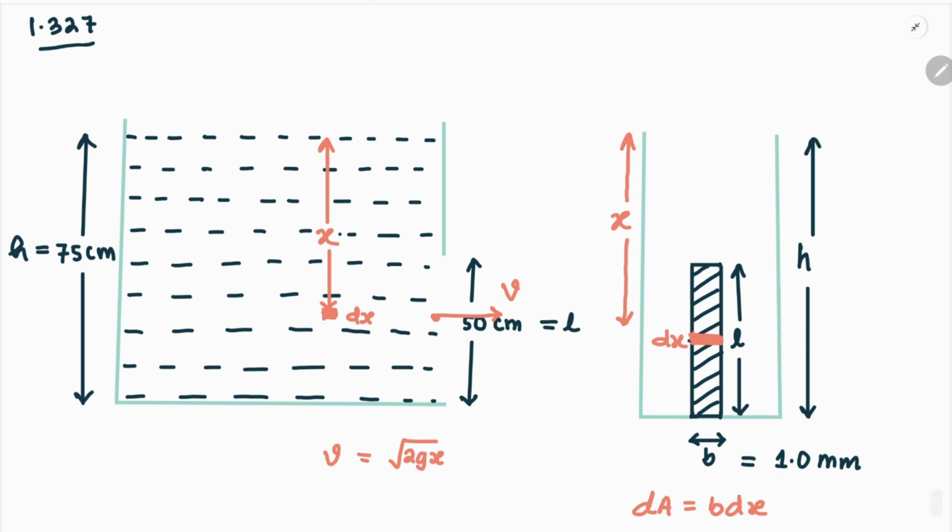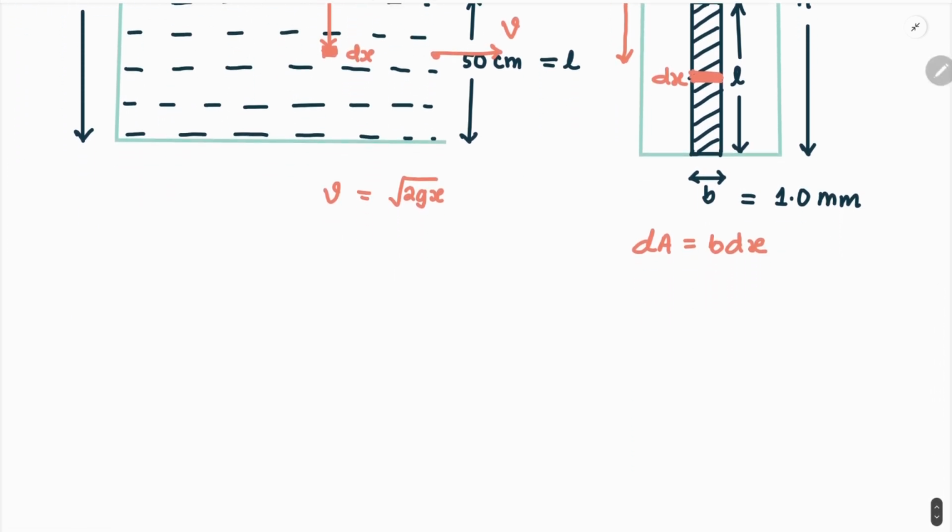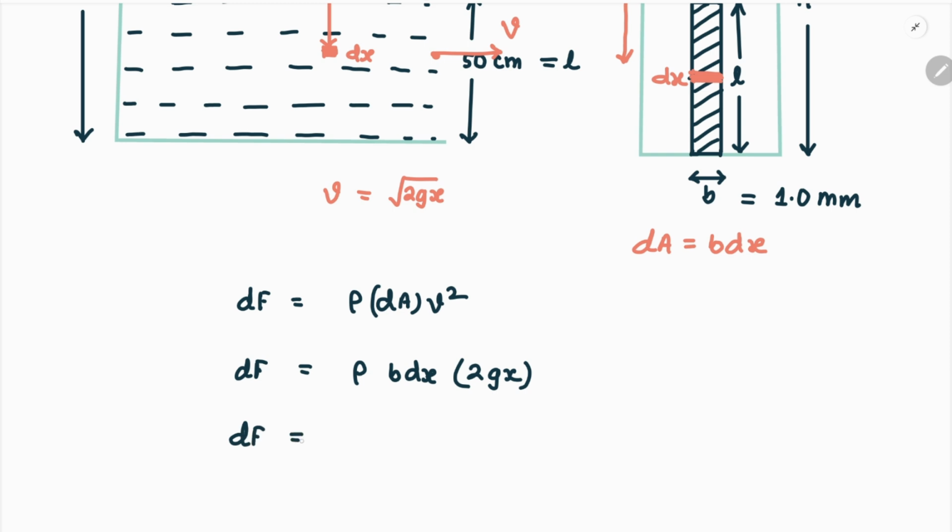So now if we calculate the force equation can be written as dF equals rho dA v square. So this is the expression for force which we have derived in the earlier problem also, and it is also a standard result in many texts. So over here dF equals rho, dA equals b dx, and v square can be written as 2gx. So if we integrate this result, we get 2 rho b g x dx, and the integral runs from L minus h to h.